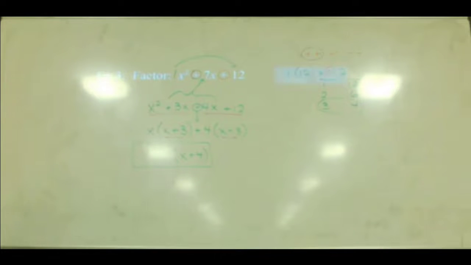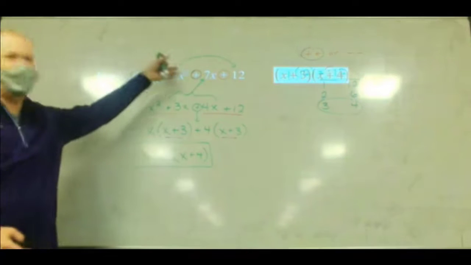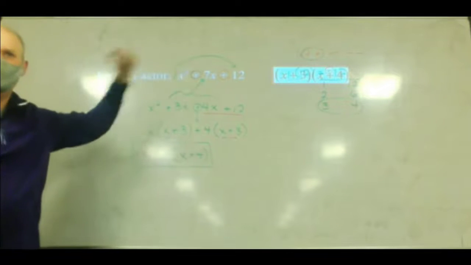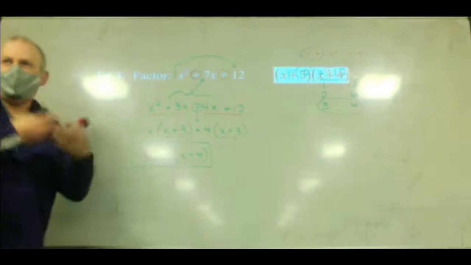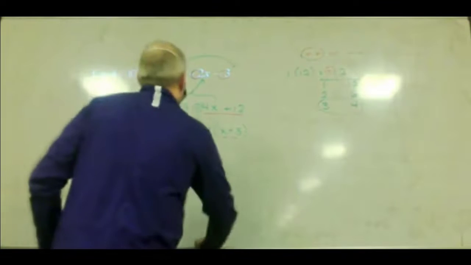Okay, so there's our factors. And again, if you multiply these back out, it would equal this. But again, right now we're trying to break them apart, so we don't want to multiply them back out, but you can check it and see if you had it right. All right.